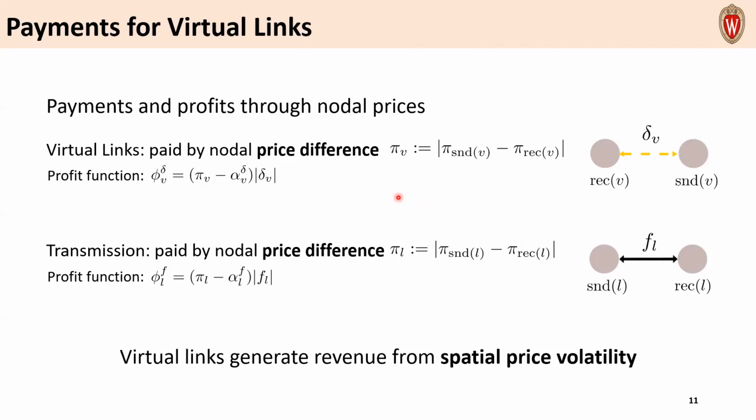Essentially, virtual links enable data centers to have more access to cheaper electricity. Therefore, we could also expect price volatility of the market to decrease with virtual links, since now data centers have an additional way to take advantage of the price volatility.